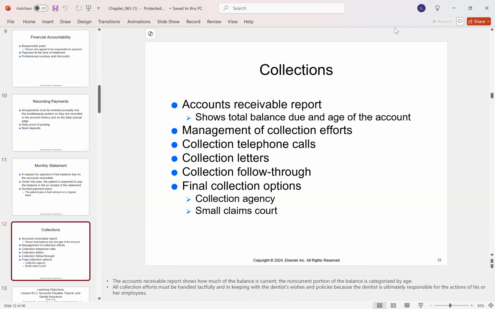Management of collection efforts, making those collection telephone calls and trying to collect that fee. Sending out letters, making sure that we're following through. And financial collection options, so sending these accounts off to a collection agency or a small claims court.